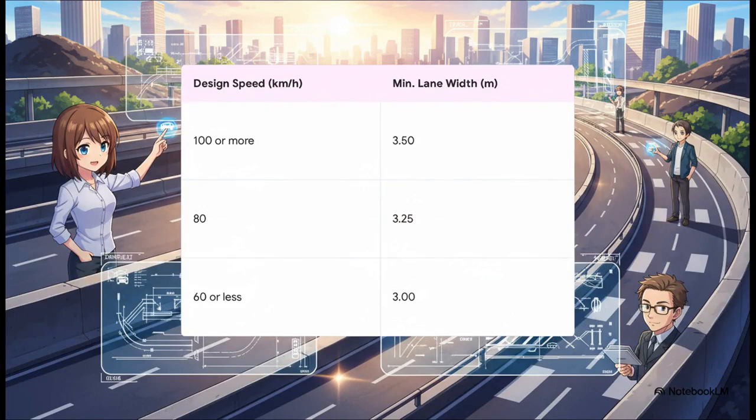The faster a road is designed for, the wider the lane has to be. So, for a highway built for speeds over 100 kilometers per hour, you need at least 3.5 meters. Drop down to a local road at 60 and it can shrink to 3 meters. Why? Well, that extra space at high speeds gives you more room for error and just makes you feel less crowded, which is a massive factor in keeping drivers comfortable and safe.